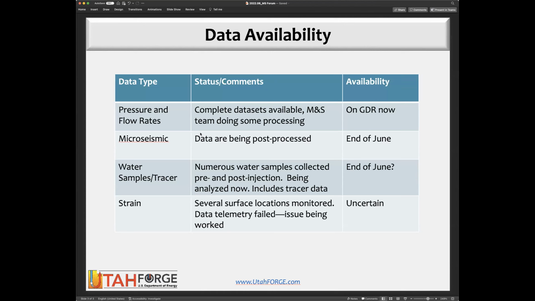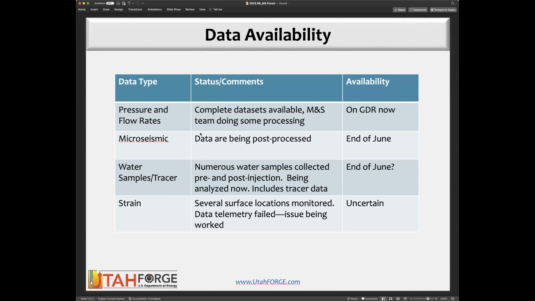And the last piece I have on here is strain data. We did have several surface locations that were monitored near surface locations. Some of the telemetry with those instruments had some issues. We talked to the researchers. They're working on that, but it's going to require someone to go to the site and actually collect the data. I'm not sure where that's at, but I'm hoping we'll have that very soon as well. So that's all I really wanted to say.